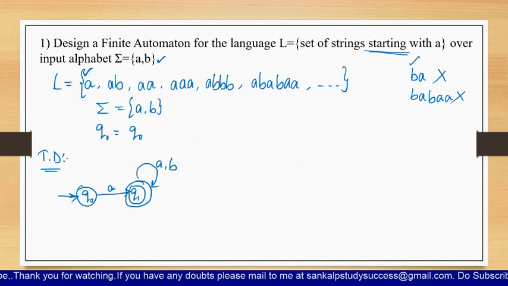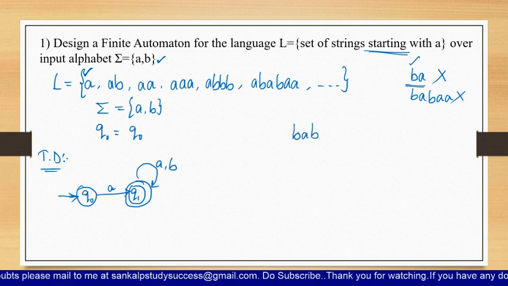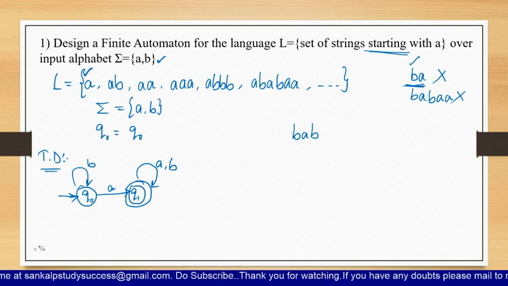So if a string is starting from B, then it should not go to the final state, right? So from Q0 you can't apply B and make it a final state. So what happens if you keep a self loop on Q0? If the self loop is given to Q0, then BAB will be accepted. Also BA will be accepted, because if you keep a self loop B, then BA reaches the final state, so it is accepting it. So that means it should not be accepted.